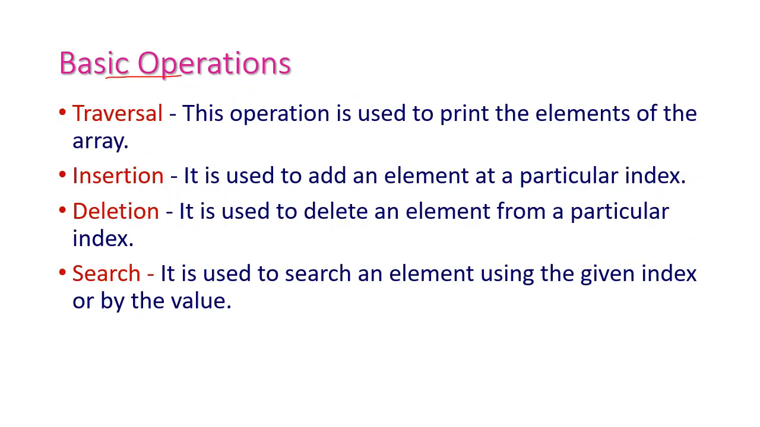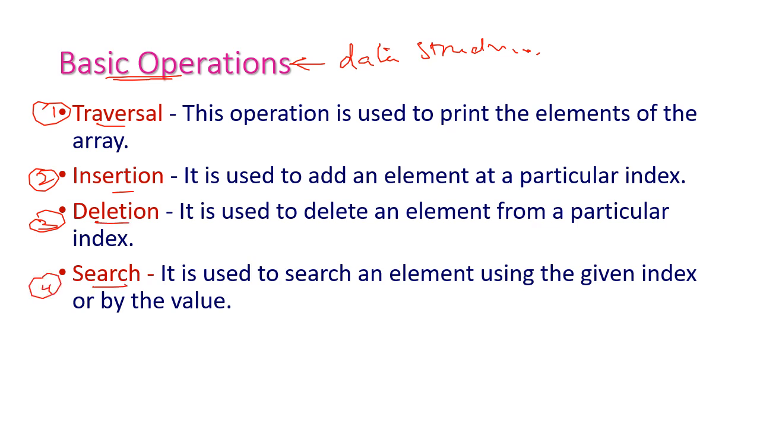And next let us see the basic operations for all the data structures. These are four basic operations. The first one is traversal, then insertion, deletion and search. What is meant by traversal? This operation is used to print all the elements in the array or all the elements in the tree or graph, whatever it may be, either linear or non-linear. It will visit all the data items.